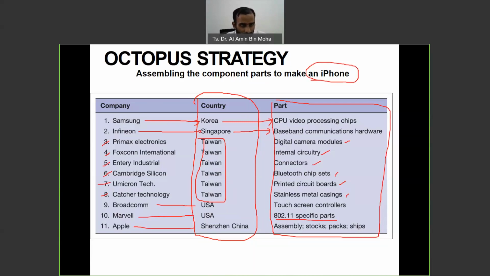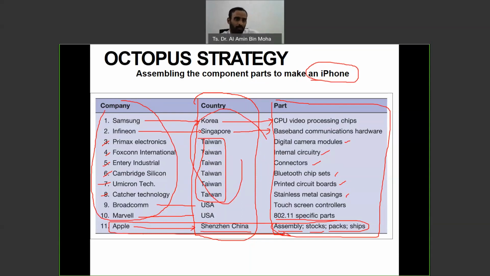And then Apple, the Apple company. Although we know the iPhone is from Apple, Shenzhen, China does the assembly, so they are doing the assembly, stocks, packs, and chips. You say the iPhone is from Apple, but you see there are another 10 companies from different countries involved. Maybe now we have more updated information, but this is the example for you to understand this octopus strategy.